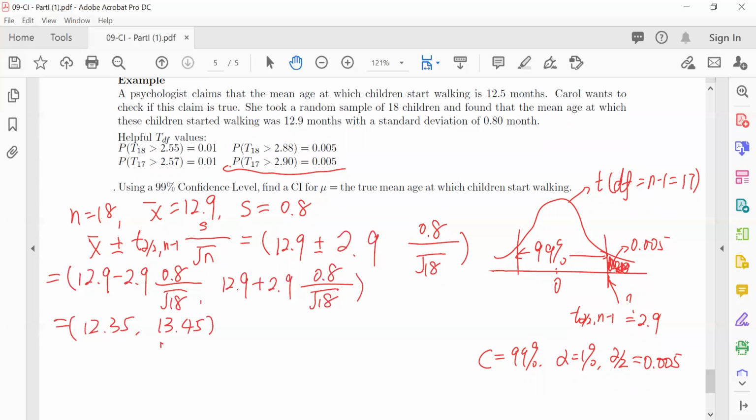I got a lot of questions during the class about why this is 2.9. Again, we are trying to look for a value where the probability that this t distribution is greater than this value is 0.005, and this t distribution has degrees of freedom equals 17. So given this being provided to us, it is going to be 2.9.